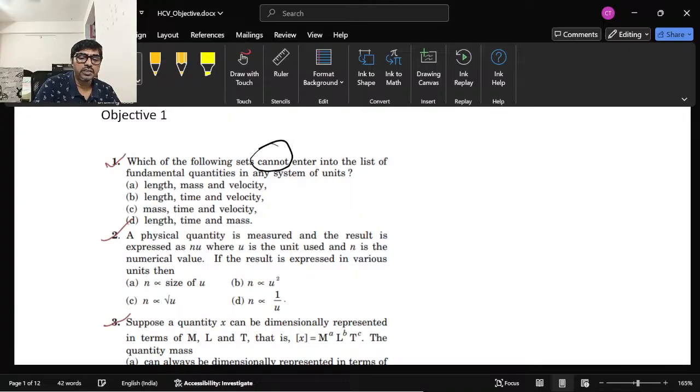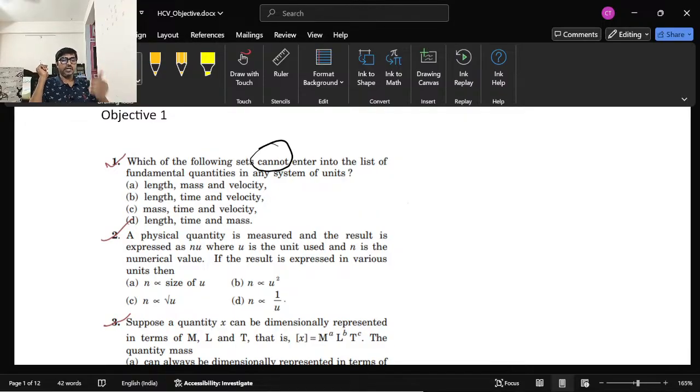It should not enter. So the fundamental quantity list is supposed to be so small that there should be mutual exclusivity there. You have to keep on pruning until you get the least number of quantities using which you can derive all other quantities. So when you go for the least number of quantities, whenever there is an interdependency, you can remove it. The idea is something like this. Let's say 10 numbers are there and we want to choose the numbers in such a way that they are mutually prime to each other. Prime numbers, there is no common factor there.